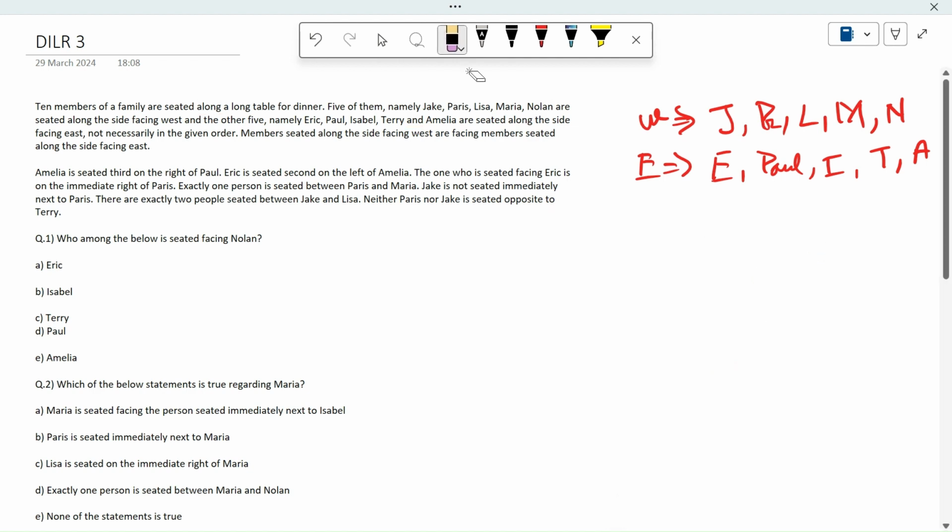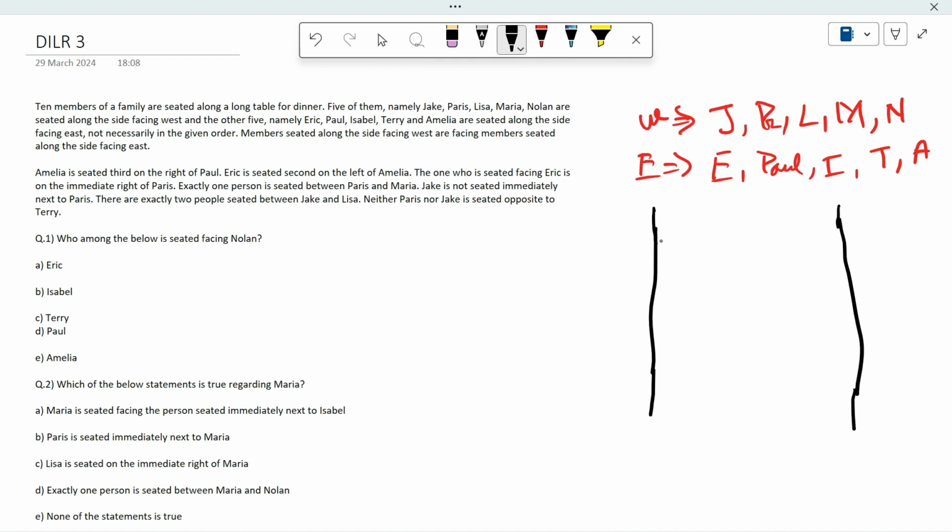There will be five people on this side and five people on this side. I'm putting it like that, trying to make it a straight line. One, two, three, four, and the fifth one. Here also one, two, three, four, and the fifth one, so that we get the opposites very clearly. Fine, so let us read it.